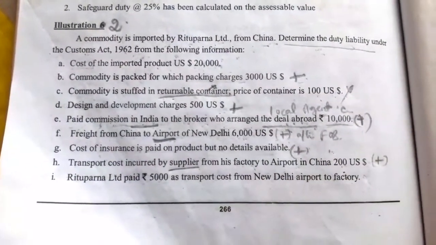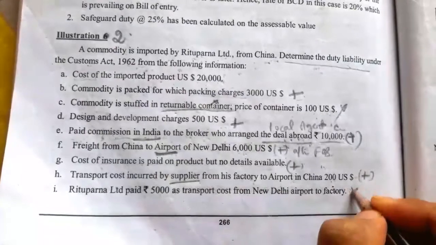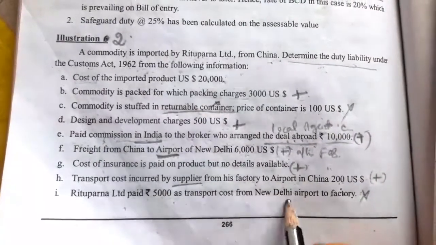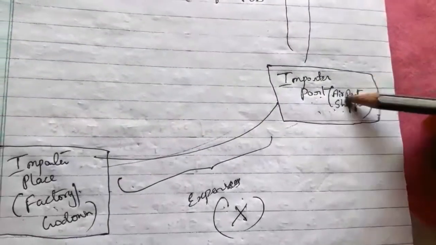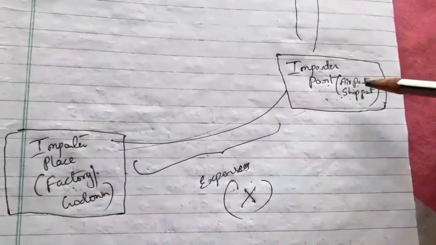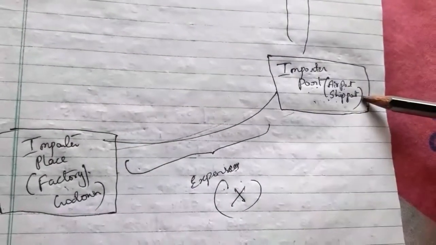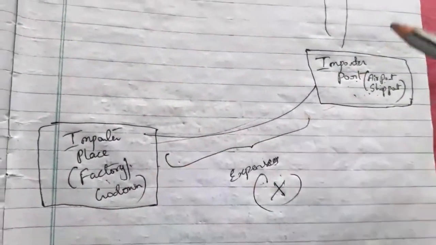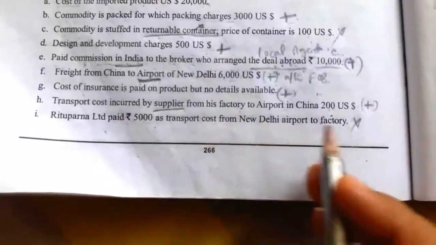So Rituparna Limited is an importer. Importer's expenses should not be taken. It is not taken because Rituparna Limited paid rupees 5,000 as a transport cost from New Delhi airport. New Delhi airport is the importer's airport. From the importer's airport to the factory, the transportation expenses have been incurred, that is, the expenses to carry the goods from a port to his factory. So that should not be taken.